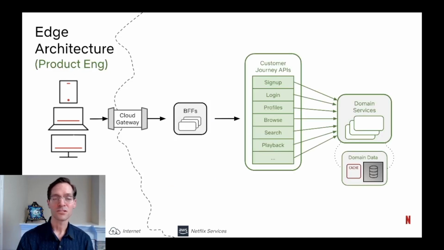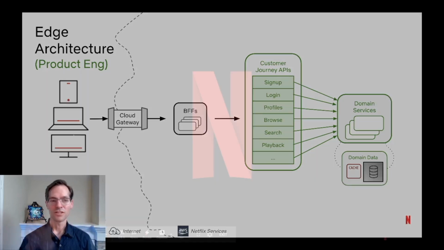Next, we have the customer journey APIs. Think of this as a surface layer for all of the functionality that you want to interact with, from signing up for Netflix, logging in, adding and updating profiles, having recommendations that you can browse through to find something to watch, or searching for some content, and then getting to the playback part of the experience to sit back and enjoy some of the Netflix content. What's underneath the APIs are all of those domain services and domain data systems that provide the functionality to create that whole customer journey.